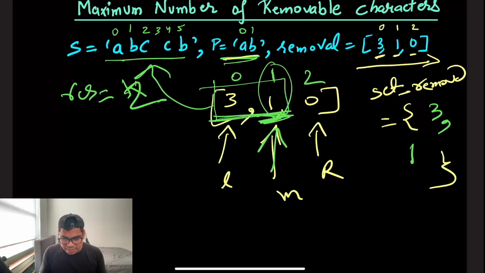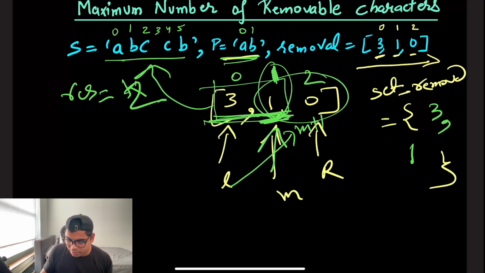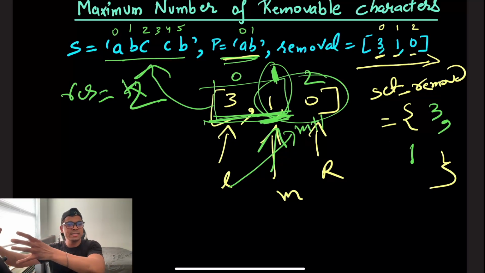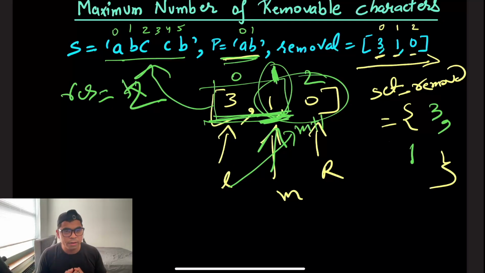And because this now represents an index until where, if we remove all of these, my P is still a subsequence of S, then I want to check more values because I'm trying to return the maximum k. So what I'll do is increment my left pointer to mid plus 1, and then check if there are some values on the right side that will still justify all my conditions.